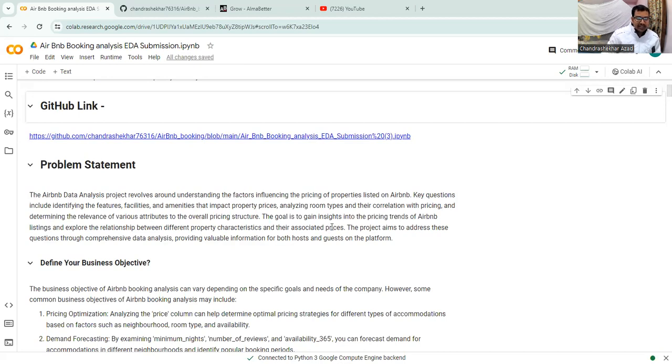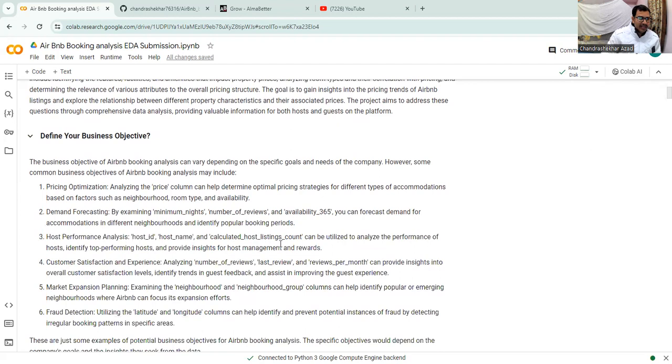The goal is to gain insights into the pricing trends of Airbnb listings and explore the relationship between different property characteristics and their associated prices. The project aims to address these questions through comprehensive data analysis, providing valuable information for both hosts and guests on the platform. The business objective.